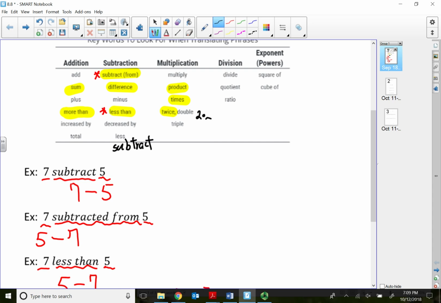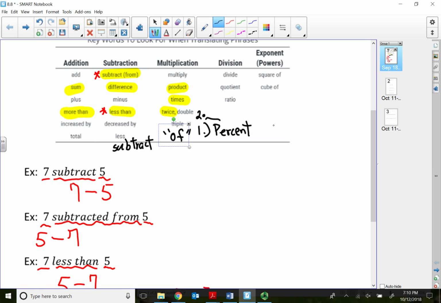2 times something. One word is not here, but we normally run into it. We actually did run into it back in Module 4. The word of. I'm going to put it in quotation marks, because sometimes the word of means multiplication and sometimes the word of just means of. So when does the word of mean a multiplication sign? Well, when we are dealing with percent type problems.